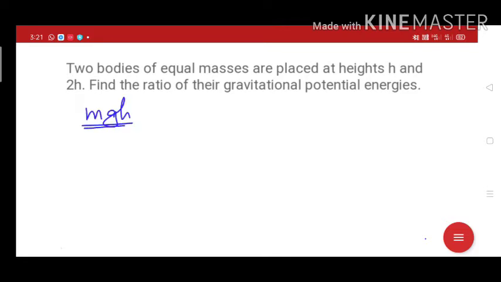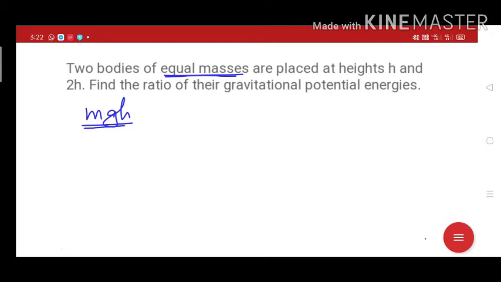mgh. So here you can see that the mass is equal and the g will also be equal for the two bodies. Only the difference is in height. The first body is placed at h height and the second body is placed at 2h, that means double the height. So here the ratio will depend only on h, because m and g are equal for both of them.